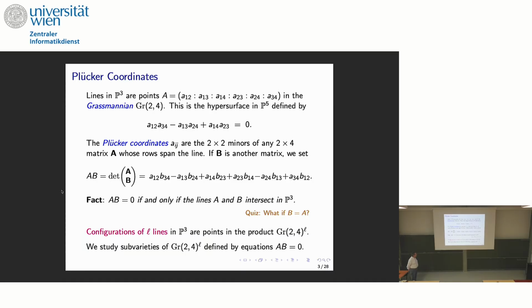All right, so we're going to study subvarieties that are defined by these equations. That's all. So for the next hour, that's what we're going to do.